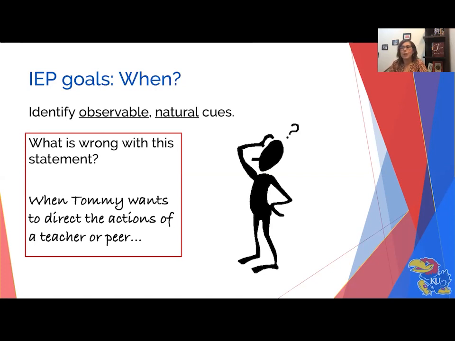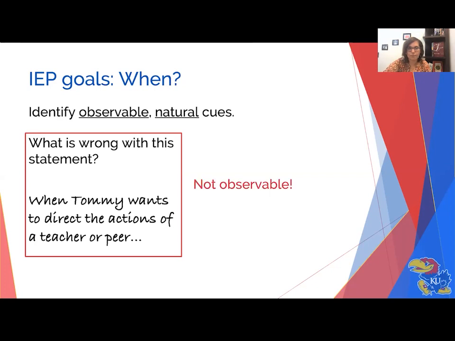When Tommy wants to direct the actions of a teacher or peer, I was a little confusing with that question, so I'll go a little faster here. The problem with that condition is that it's not observable. I don't know what Tommy or his environment look like that would tell me that he wants to direct the action of a teacher or peer. Let's try this again.